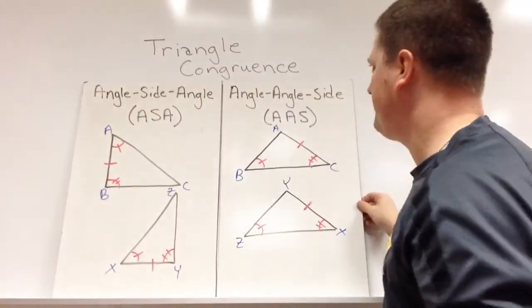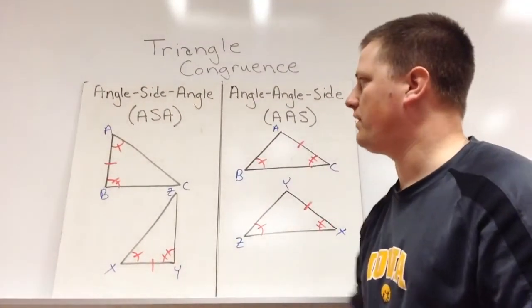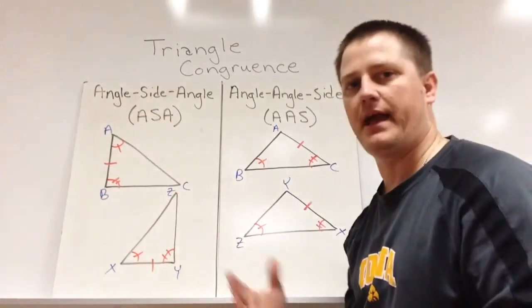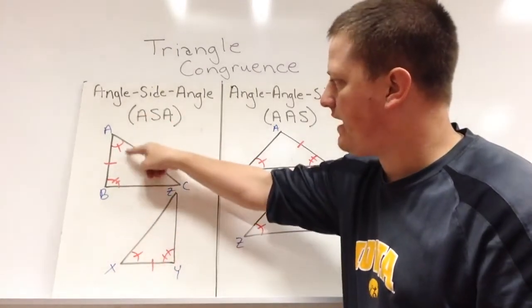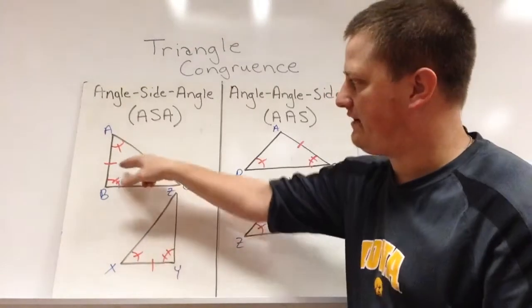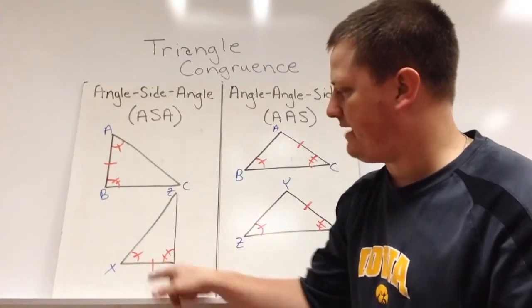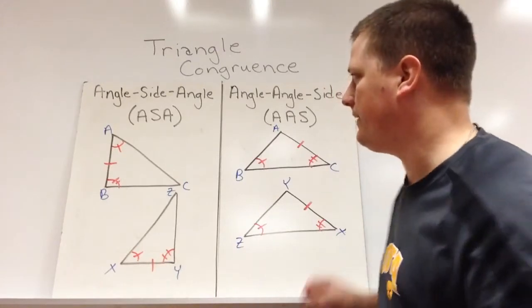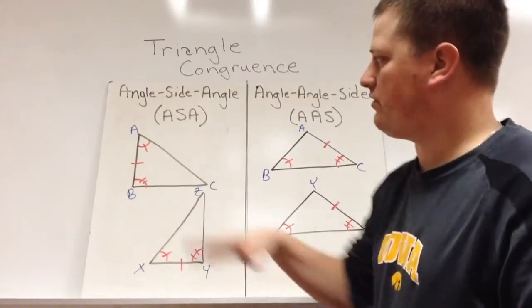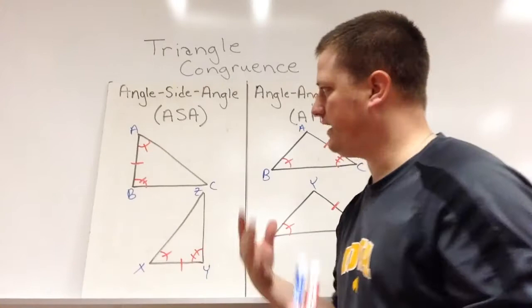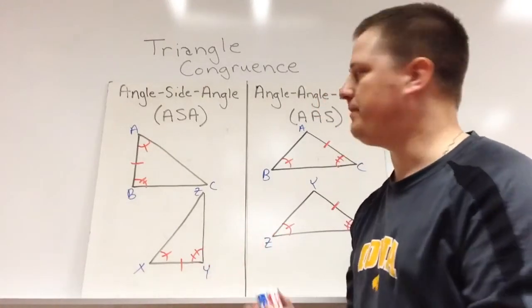The next 2 congruences that work are angle, side, angle. Angle, side, angle means two angles and the included side, so the side between them. Two angles and the side between them, and they have to be marked as congruent. Okay, so this is congruent, so we're going to now make the congruence by figuring it out.